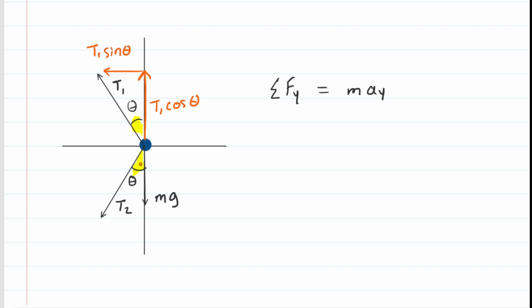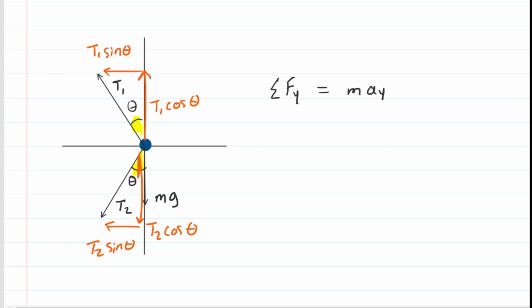And then similarly for T2, we have a y component pointing down. That's going to be T2 times the cosine of theta, and then we have an x component going to the left. That's going to be T2 times the sine of theta.